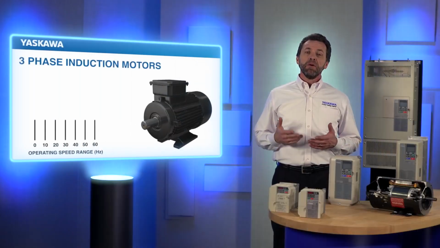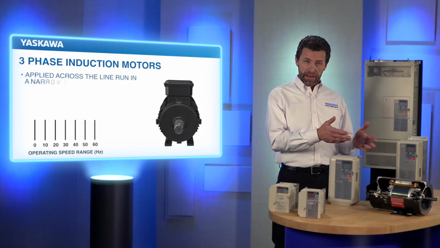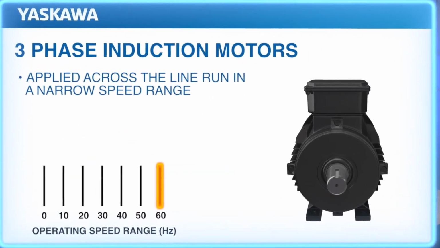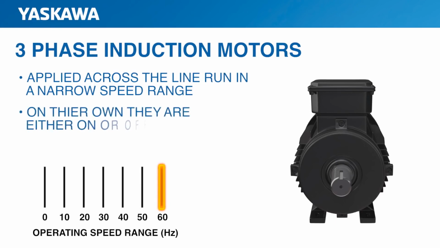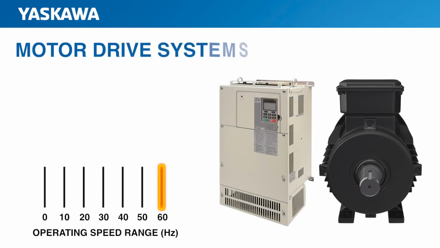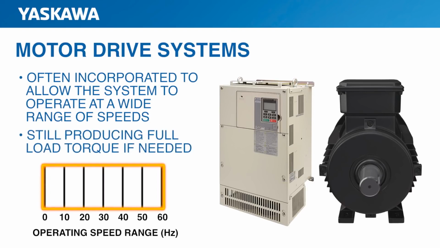As we explained in Motor Basics, three-phase induction motors, when applied across the line, run in a narrow speed range, depending on load and motor characteristics. On their own, they're either on or off. However, motor drive systems are often incorporated to allow the system to operate at a wide range of speeds, while still producing full load torque if needed.